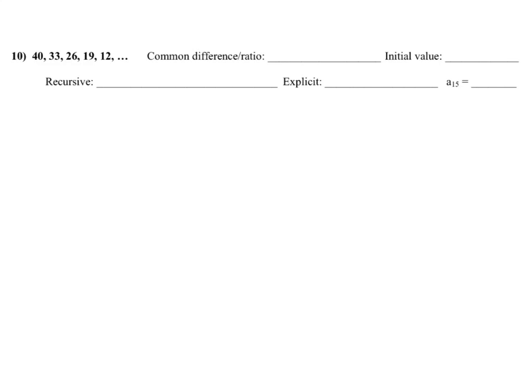Moving on to 10, this one is again back to our classic arithmetic sequence. It's subtracting 7 every time. So it has a common difference of -7. The initial value is the first term of the sequence, which is 40. The recursive function is a sub n equals common difference plus a sub n minus 1. And then you need to say where to start, so a sub 1 is 40.